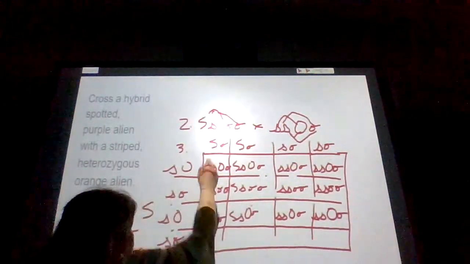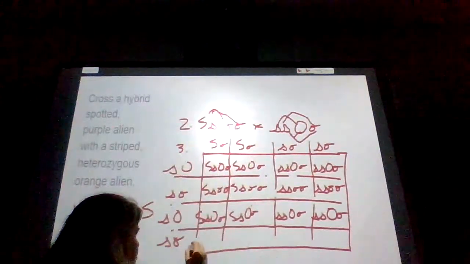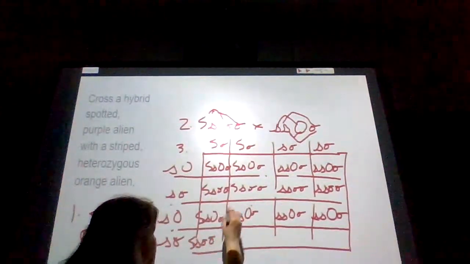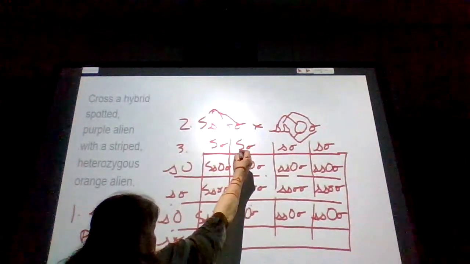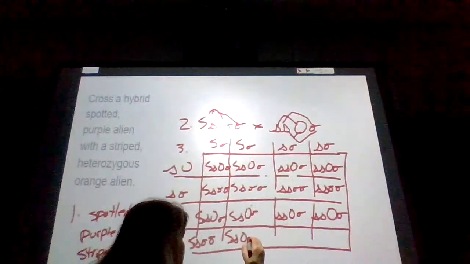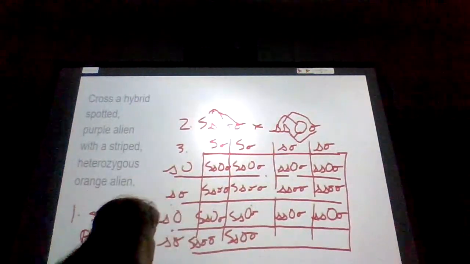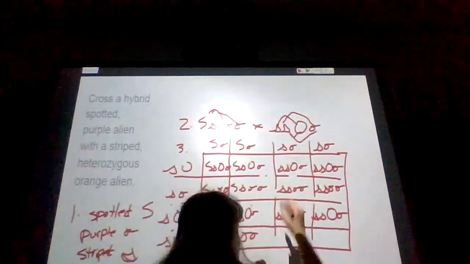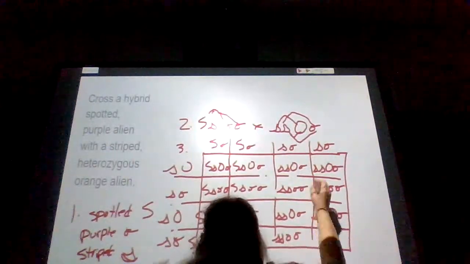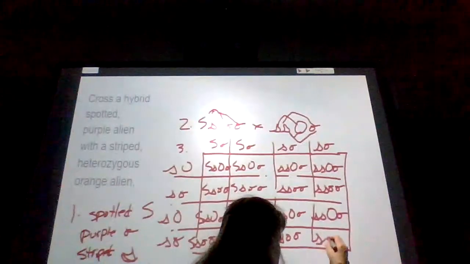My last row, big S, little s, little o, little o, big S, little s, little o, little o, and again, little s, little s, little o, little o.